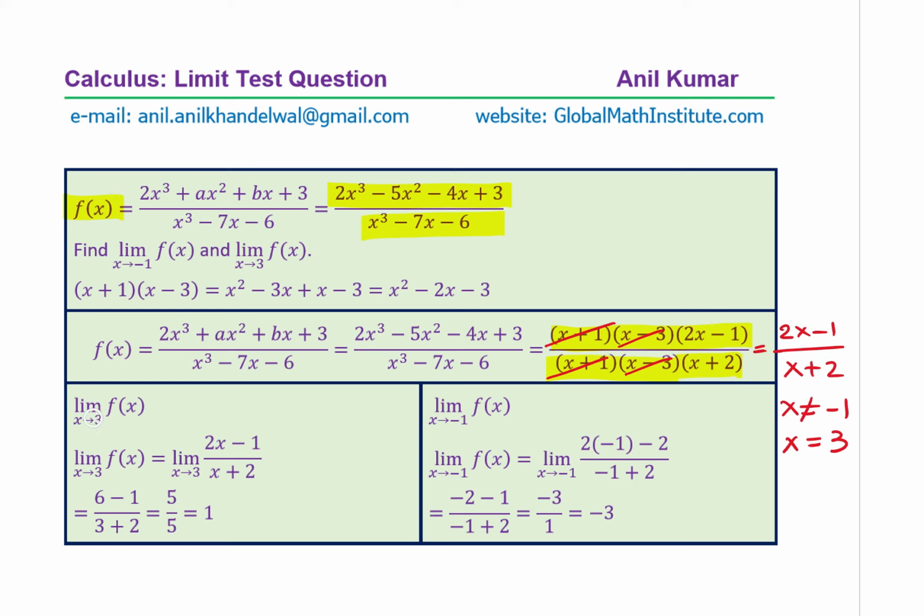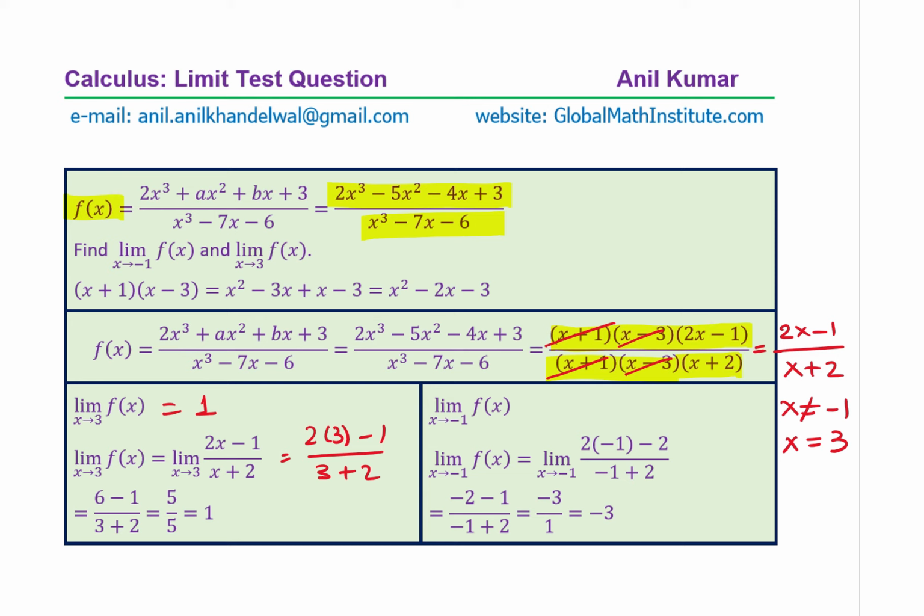So now we'll find the limit of the function when x approaches 3. Substituting 3 in this equation itself, which is 2 times 3 minus 1 over 3 plus 2, right? 2 times 3 is 6, 6 minus 1 is 5, 5 over 5 is 1. And therefore, we get this limit as 1.